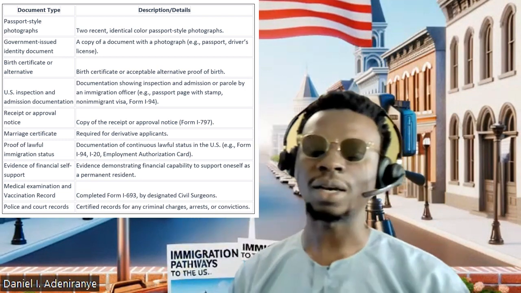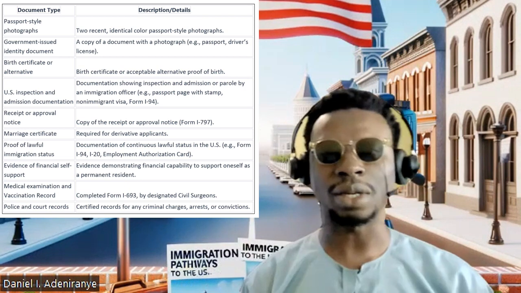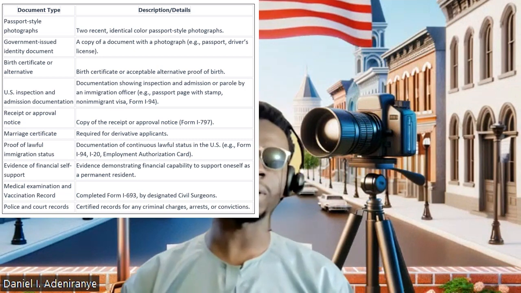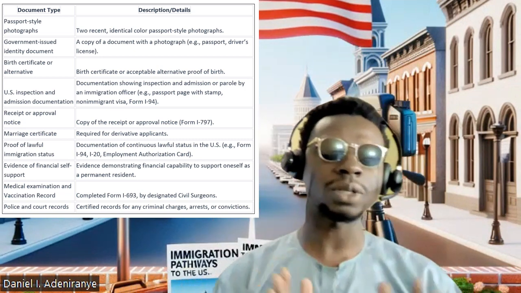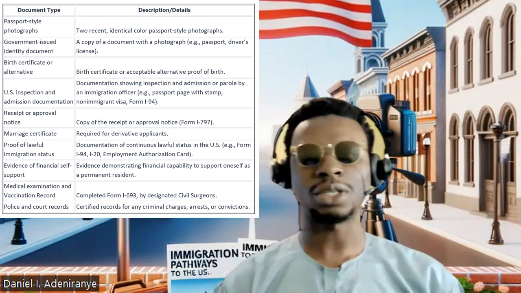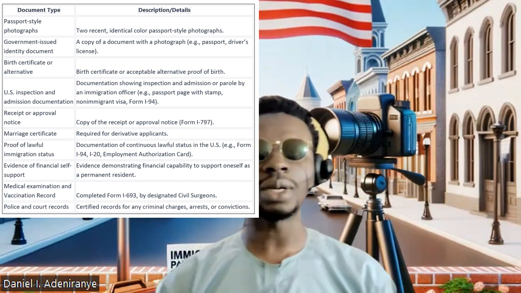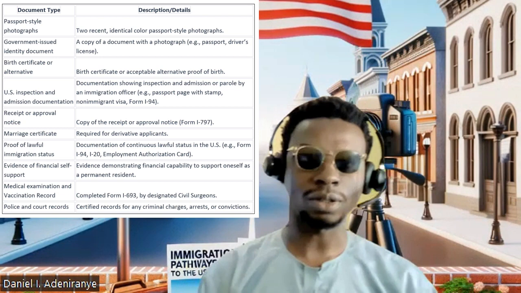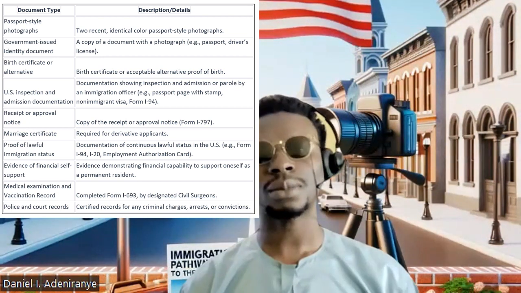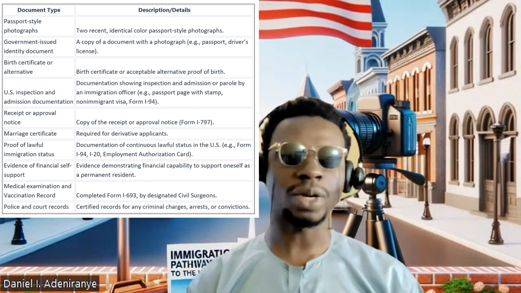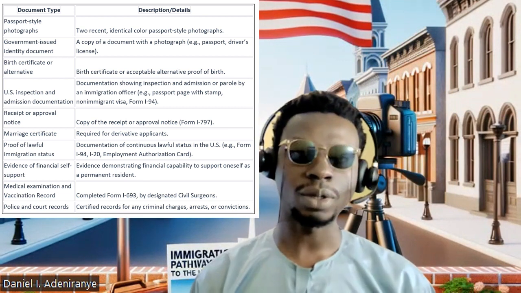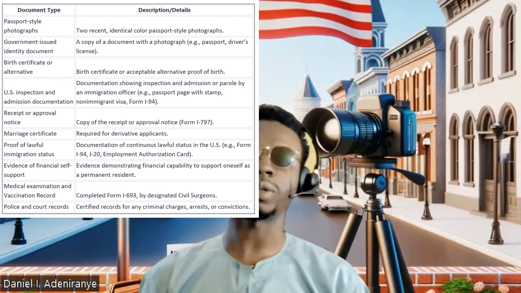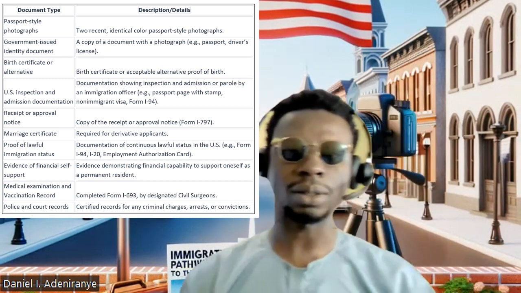A very vital document is the medical examination and vaccination record. And this is Form I-693. I'm going to speak more on this in a subsequent video. This medical examination and vaccination record is very important, and you have to use a designated civil surgeon here in the US, if you are in the US. And this form has to be filled by the civil surgeon and must be sealed and packed with your evidence that you want to submit for your adjustment of status. Again, we'll speak more into that later on.